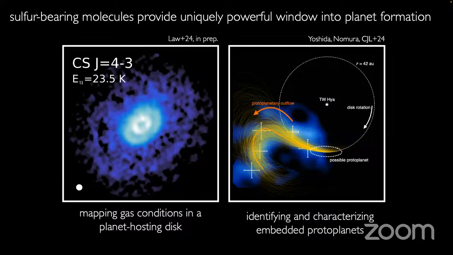So today, I just want to talk about two projects that I've been working on over this last year, and just try to convince you that sulfur-bearing molecules might be a nice way to actually probe the planet formation going on in these disks. So the first project, I'll talk about using sulfur molecules to map the disk conditions. And then the second case, if I have time, we'll mention an example where we can actually use sulfur-bearing molecules to perhaps find planets themselves.